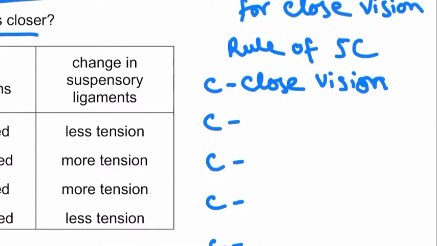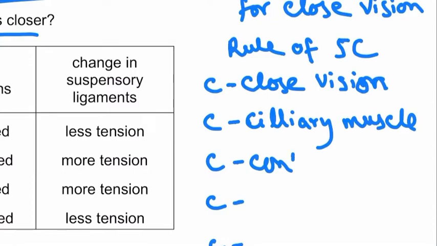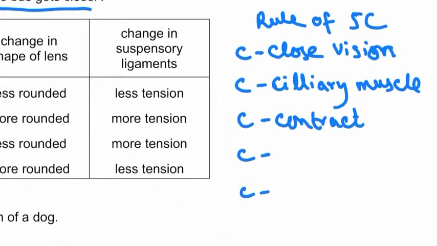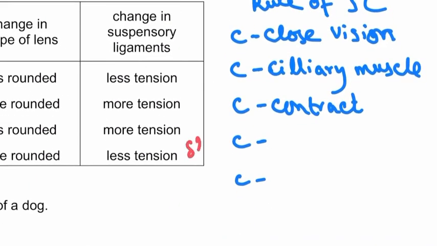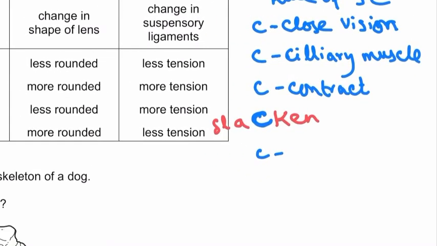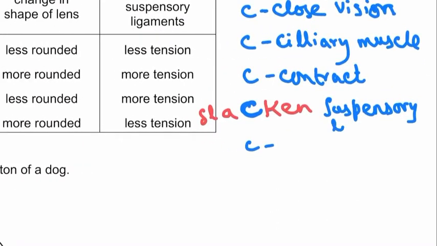So what will be the changes? What will be the accommodation in the eye? For close vision, always remember that C for close vision, C for ciliary muscle, C for contract. So the ciliary muscle will contract and what will happen guys? The suspensory ligaments will slacken or will become loose. So guys, slacken suspensory ligaments. Suspensory ligaments will become loose. There will be less tension in the suspensory ligaments.